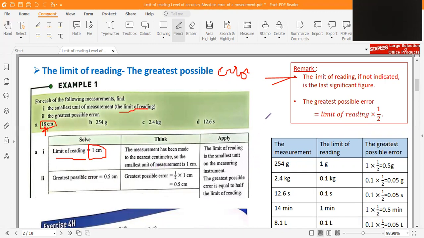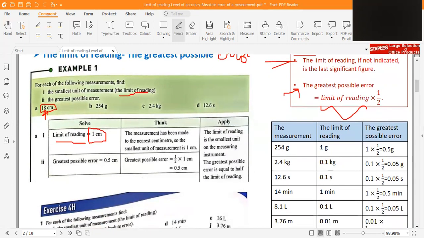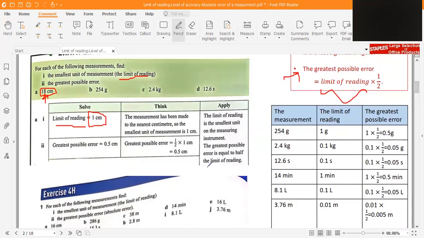So very good. What do we mean by the greatest possible error? The greatest possible error is equal to the limit of reading multiplied by 1/2, or we can say it differently: the greatest possible error is equal to half of the limit of reading. Okay, so we can move to evaluate the limit of reading and the greatest possible error for some different examples.